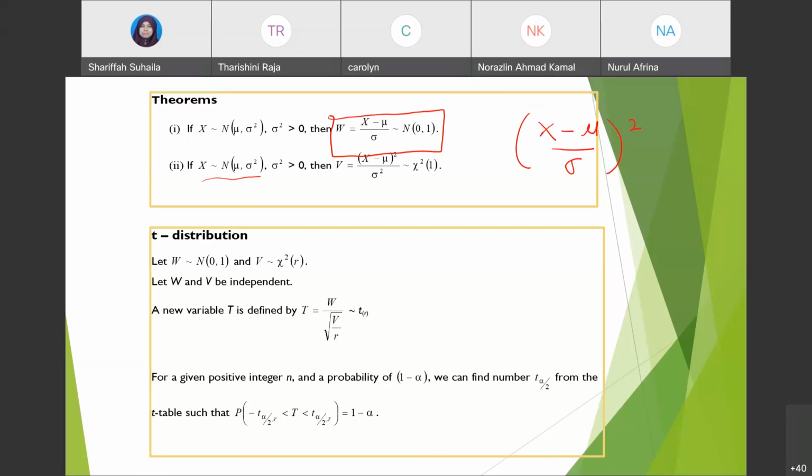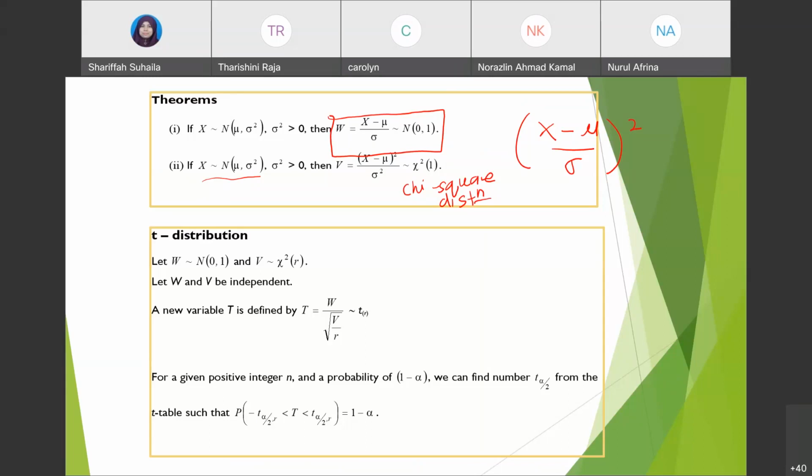Okay. When we square the standard normal, it will become a chi-square distribution. Chi-square ni you already learn. Dah ada dah dalam first year. Chi-square distribution. But maybe you didn't know how it relates to standard normal. Okay. Actually, if you have a normal distribution, X minus mu over sigma, your standardized form, okay. When you square that one, it will become a chi-square distribution.